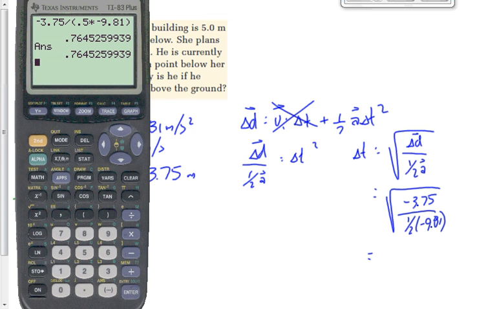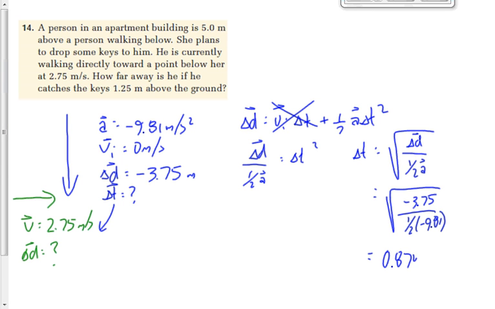Oops, we didn't square root that. Now let's square root it. We get a time there of 0.8744 seconds. Now, we talk about sig figs sometimes. We don't round this to the right number of digits because this isn't a final answer. We keep that unrounded to 4 or 5 decimal places. That's how long the keys fall. That's how long this guy walks.